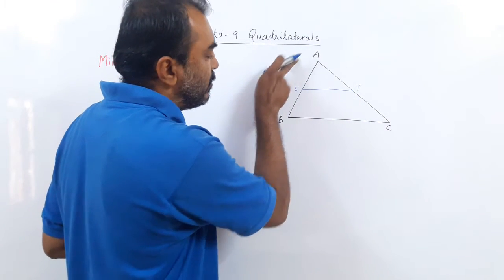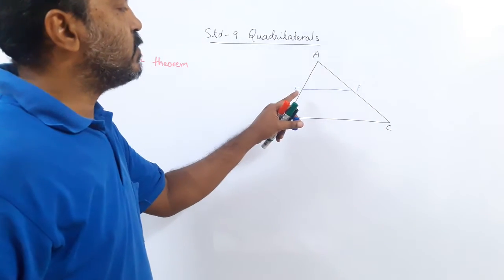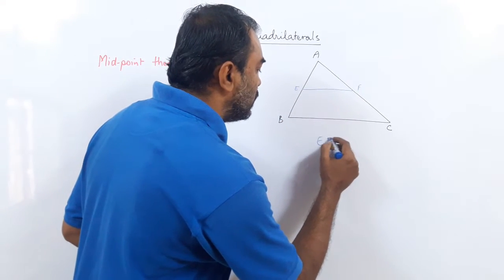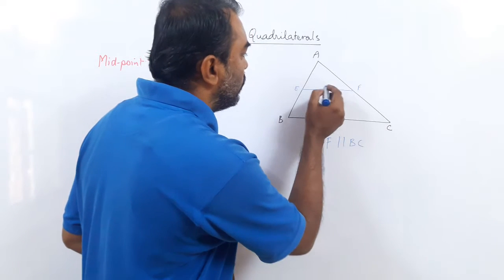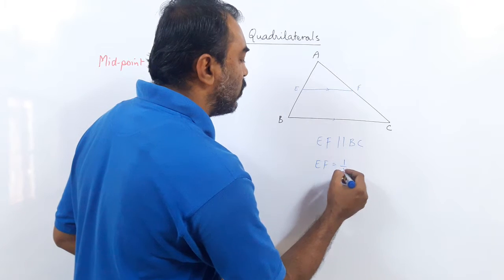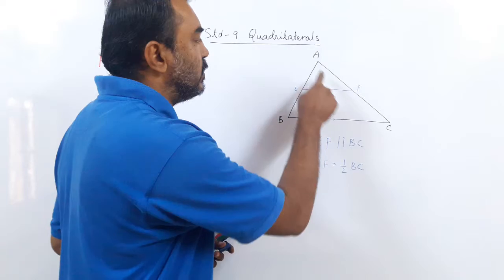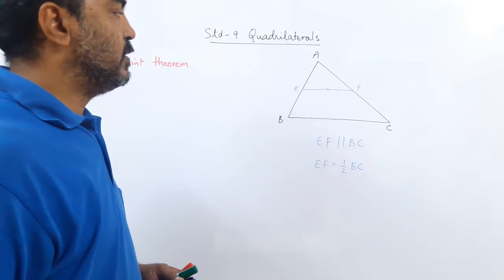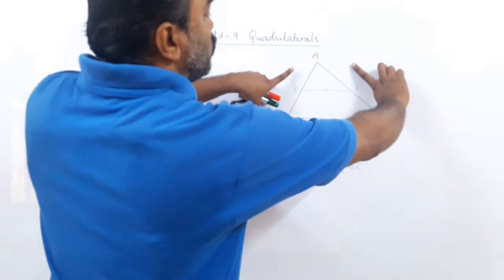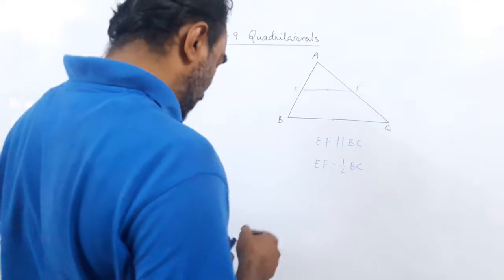So we have taken which two sides? AB and AC. We have taken the midpoint of AB and AC. So the line segment joining the midpoints of two sides of a triangle is parallel to the third side, means it is parallel to the third side. This is the third side, and half of it. So both things. I have taken the midpoints of these two sides, so I have to show this is parallel to the third side and half of it.